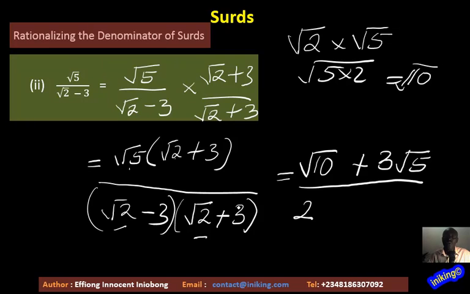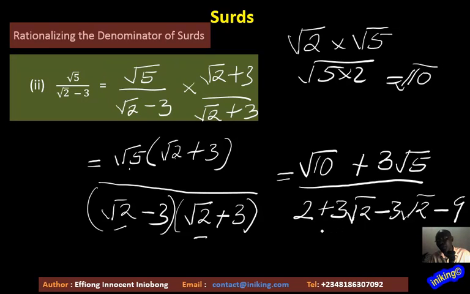Just like root A times root A will give us A. But we have root 2 times positive 3. That will give us 3 times the root of 2. Again, we have minus 3 times root of 2. That will give us minus 3 times the root of 2. And minus 3 times plus 3. That gives us minus 9. Please take note again that here we have positive 3 root 2, negative 3 root 2. This will become 0. Now this is always the case anytime we are multiplying conjugates.